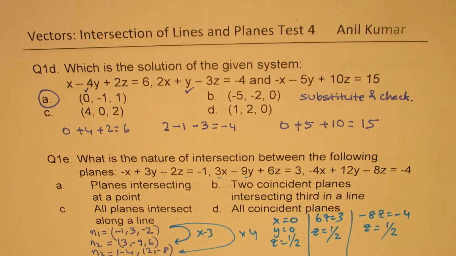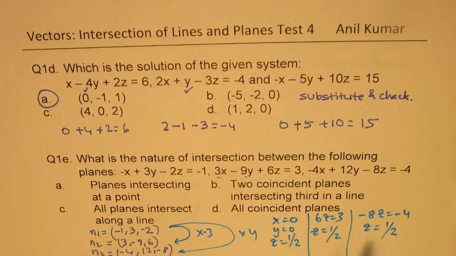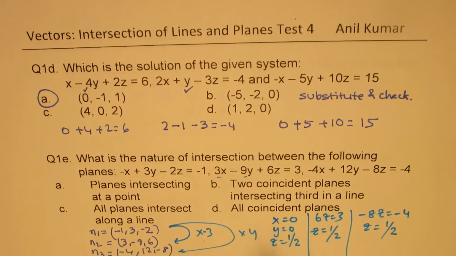Now what does that give you? Well, that clearly tells you that these are exactly the same planes, right? So all planes are coincident. So that is what it is.